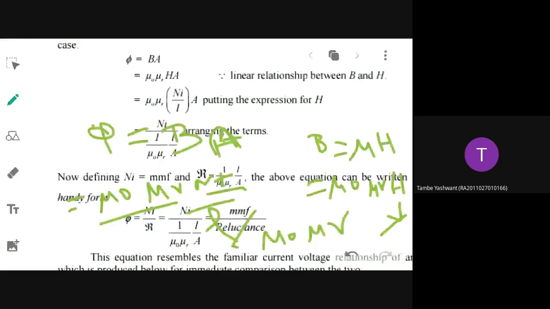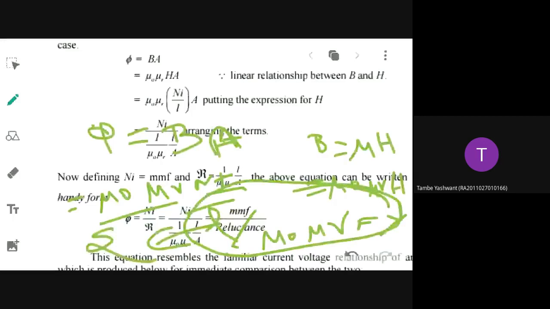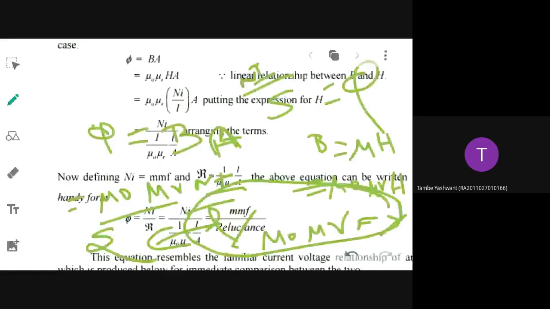So this whole part they are grouping as what? S. That is reluctance. Based upon this comes the relationship between MMF, that is, S is equal to Ni divided by S is equal to phi. That is the relationship that dictates Ni, S and phi. Understood now how they have derived the reluctance formula?